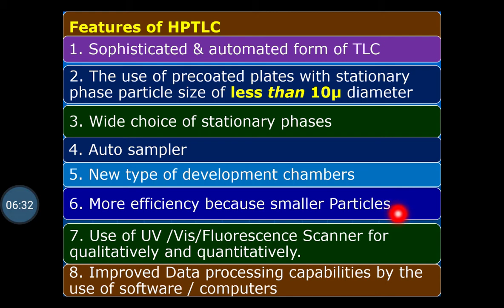More efficiency because of the smaller particle size, as we have already discussed, the particle size is less than 10 micron, and due to the decrease in the particle size, the surface area increases. So the high performance thin layer chromatography is more efficient. Then, use of UV visible or fluorescence scanner for qualitative and quantitative analysis.